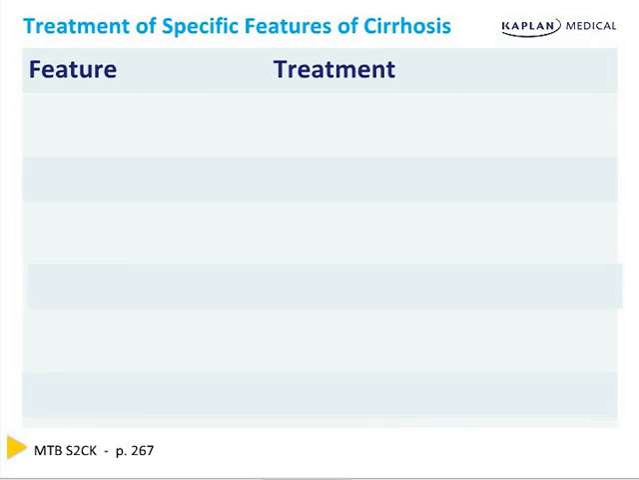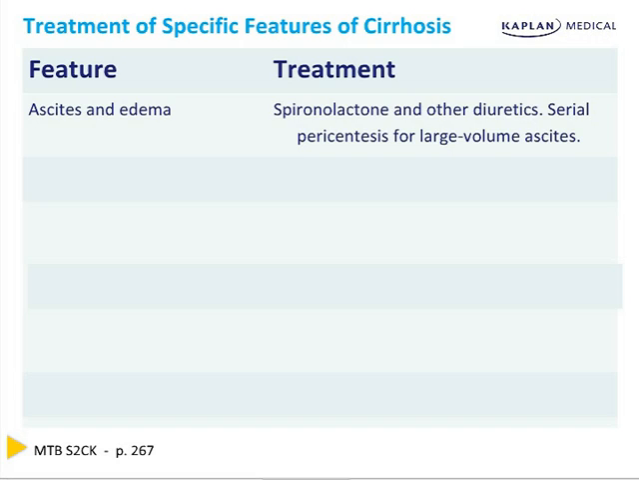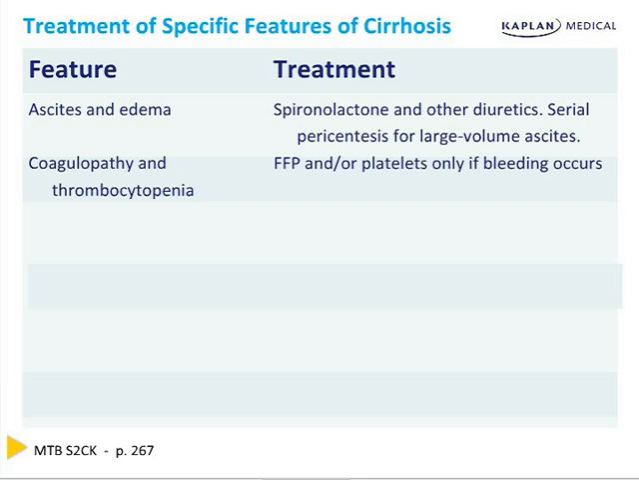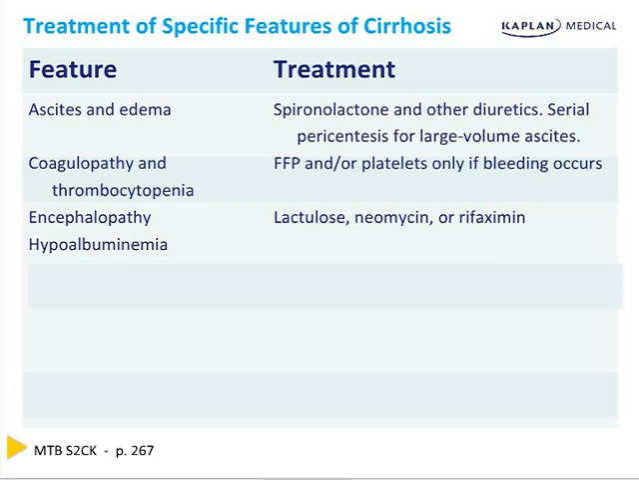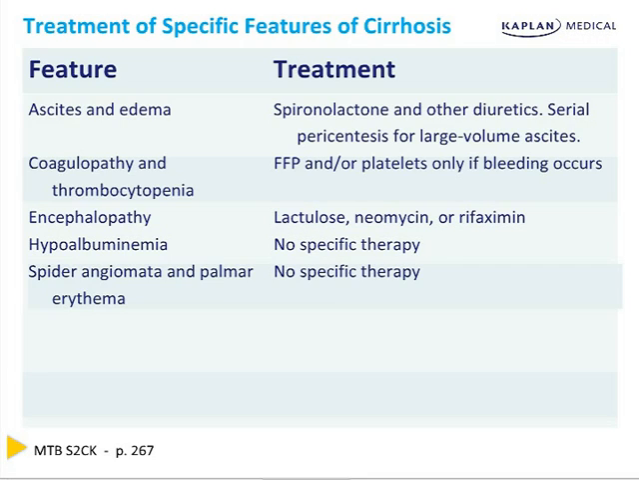Let's talk about treating specific features of cirrhosis. For the ascites and edema, you can give spironolactone and other diuretics such as Lasix. Serial, large volume taps are also helpful to reduce the fluid burden. For the coagulopathy and thrombocytopenia, you can give FFP or platelets if bleeding occurs. For the encephalopathy, you can give lactulose, neomycin, or rifaximin. For the hypoalbuminemia, there's no specific therapy. For the spider angiomata and palmar erythema, again, there's no specific therapy.